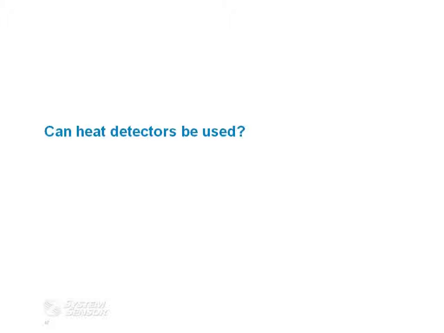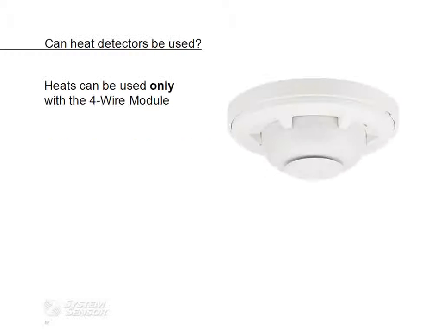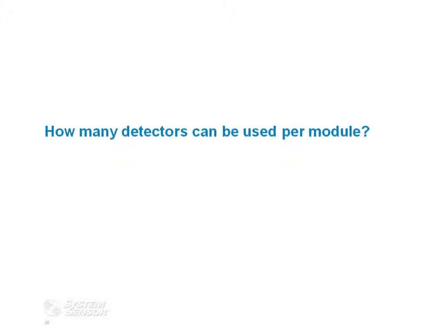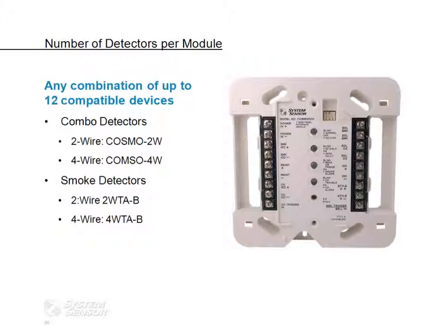Can heat detectors be used? Heat detectors can only be used with a four-wire module, but you're probably better off using those on a separate loop. How many detectors can be used per module? Up to 12 detectors can be used per module. Any combination of smokes and combo units can be used, just up to 12.